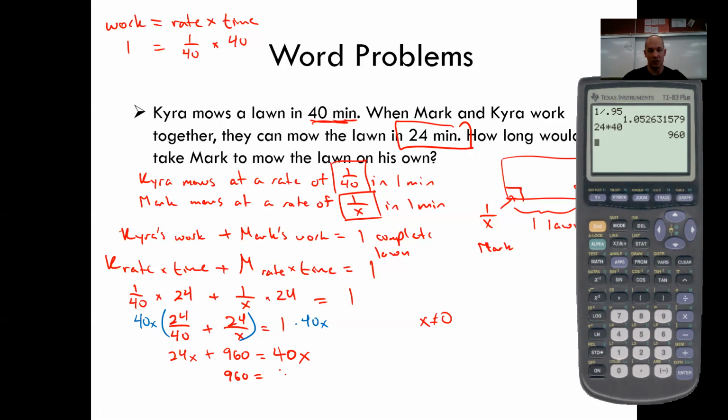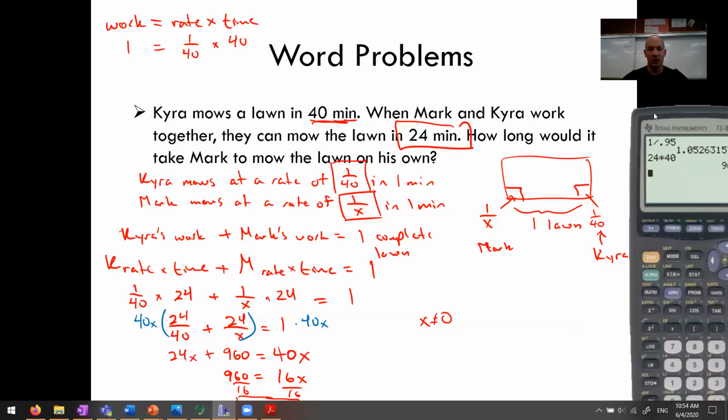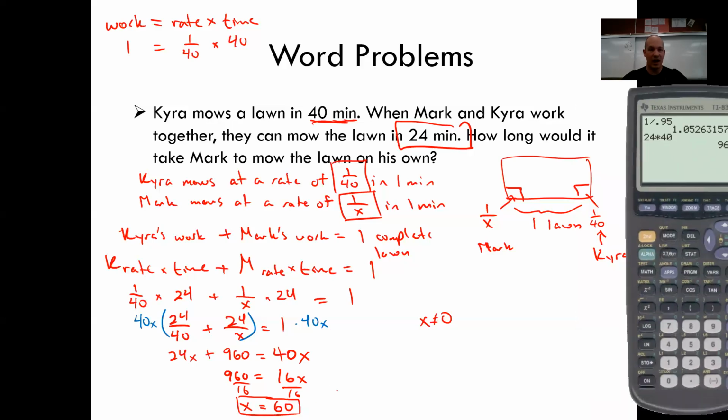We'll move 24x to the other side to get 16x, and then we'll divide both sides by 16. So 960 divided by 16 is equal to 60, so x should be 60. Now, we didn't actually finish the problem, because the question here is, how long would it take Mark to mow the lawn on his own? What did x actually represent? x is the portion of the lawn that he mows in 1 minute, right? That's what x was.